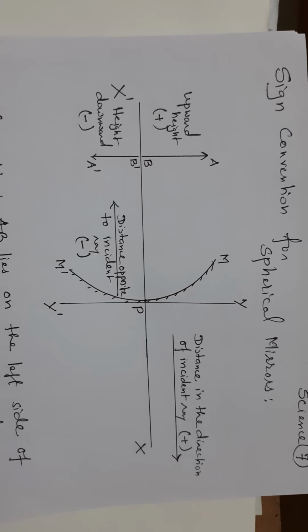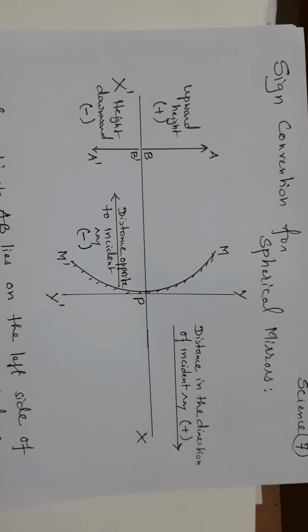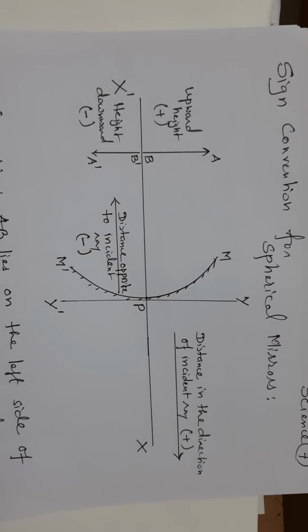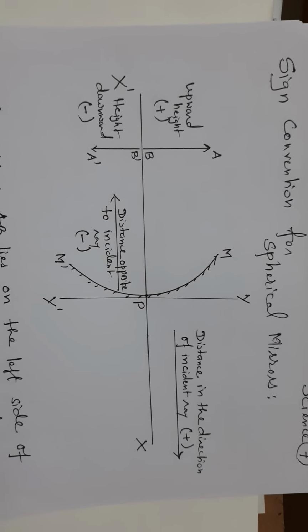Now as you can see in the diagram, we have drawn M dash, a concave mirror. We have also drawn x-axis and y-axis. There it reads x dash, y dash. We have marked at the origin P, that is the pole of the mirror.